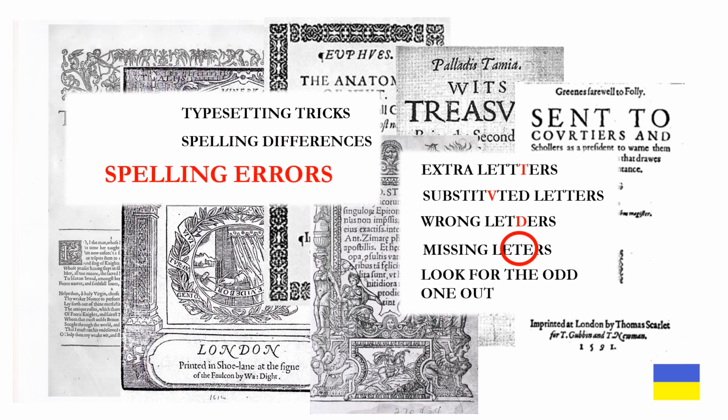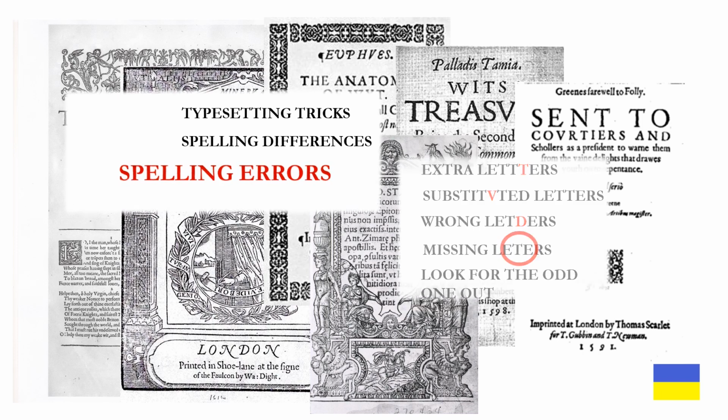Next, we have spelling errors, in which we have extra letters, substituted letters, and the most common is the V-U substitution, particularly in lowercase words. We have wrong letters, missing letters, and again, you look for the odd one out. If somebody is spelling a name correctly 10 times, and the 11th time he is spelling it incorrectly on the same page, look for a puzzle.